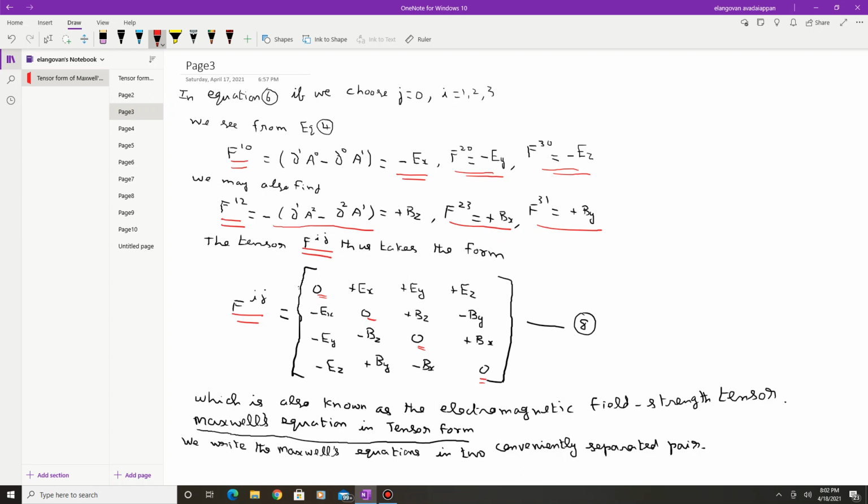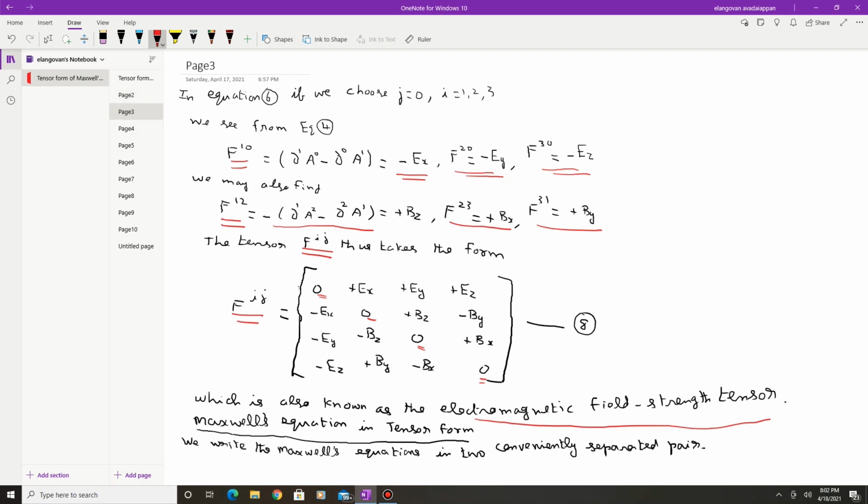This tensor has a name. This is the electromagnetic field strength tensor. Equation 8 is important in deriving the Maxwell equations in tensor form. It contains electric field components and magnetic field components, and therefore this is called the electromagnetic field strength tensor.